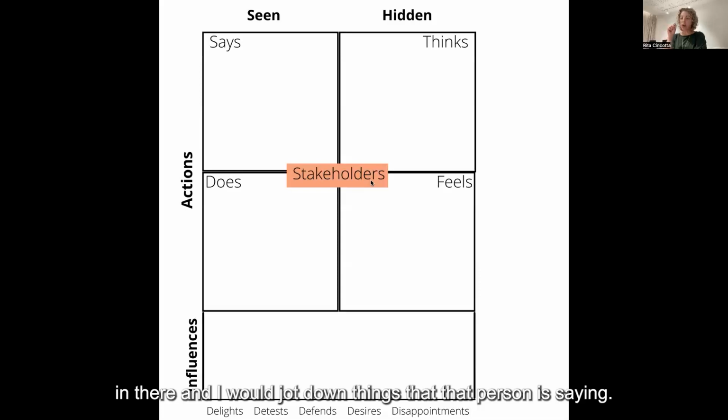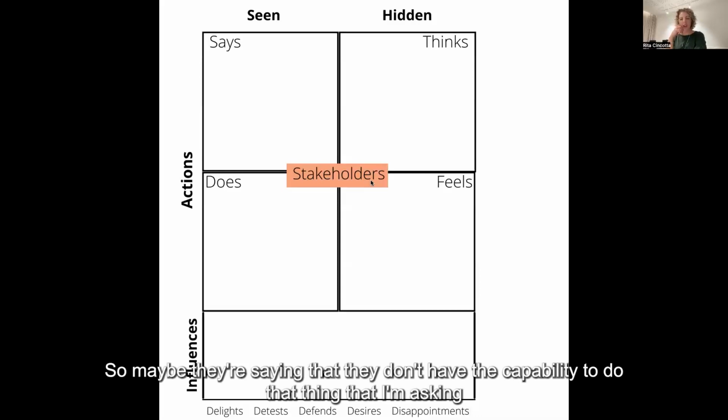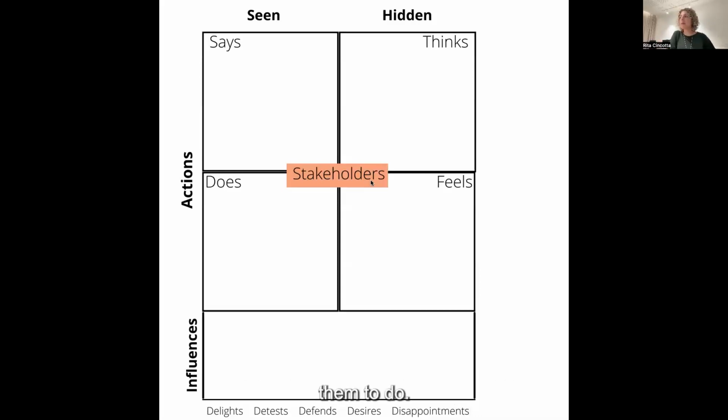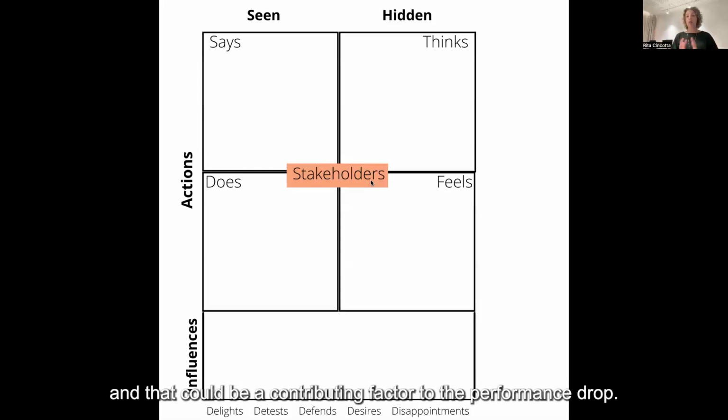But in relation to the performance issue that I talked about just earlier, I would go ahead in there and I would jot down things that that person is saying. So in this example, maybe the person is not demonstrating confidence like they used to. So maybe they're saying that they don't have the capability to do that thing that I'm asking them to do. Maybe they're saying that they don't have time. Maybe they're saying that they've been under some enormous pressure from a family perspective, and that could be a contributing factor to the performance drop.